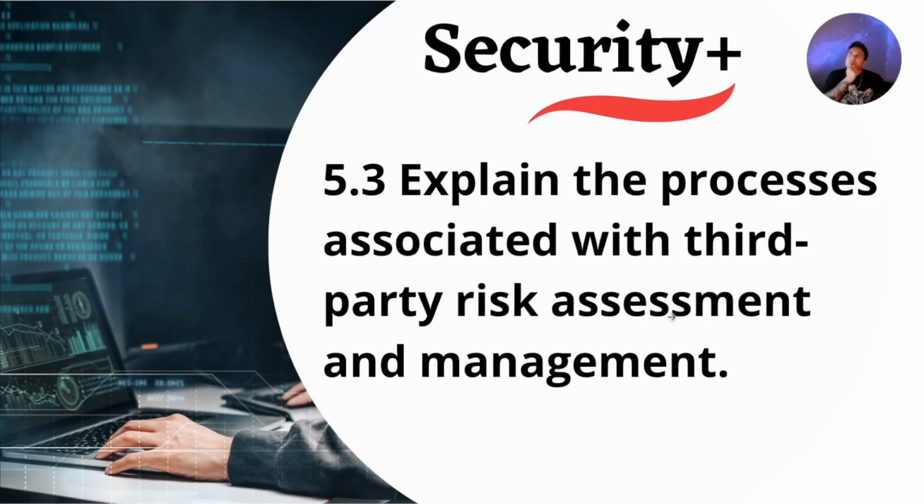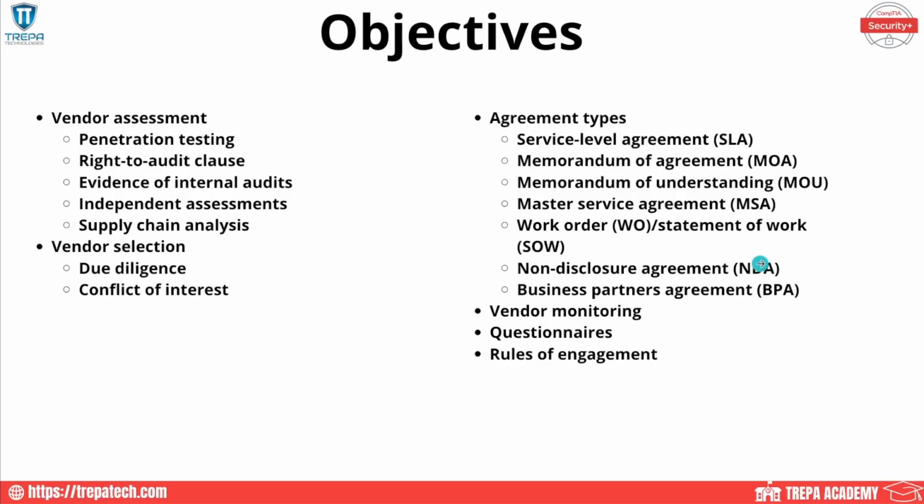Domain 5.3. Explain the processes associated with third-party risk assessment and management. In this video, we're going to be going over two major objectives: vendor assessment and selection, and then the different agreement types, and then vendor monitoring, questionnaires, and rules of engagement. And this will be two separate videos going over Domain 5.3.